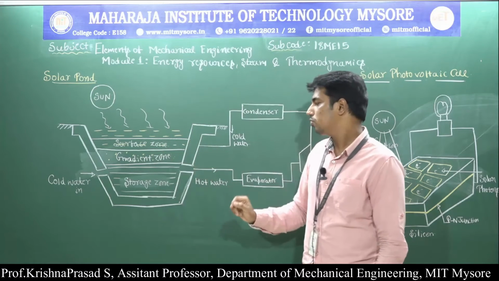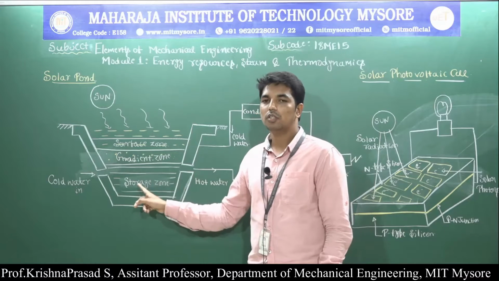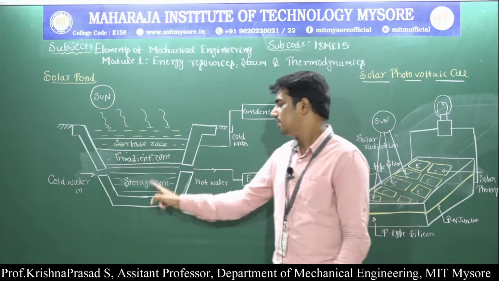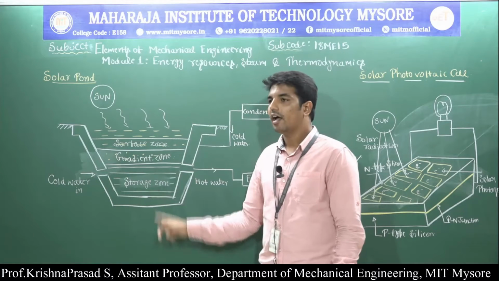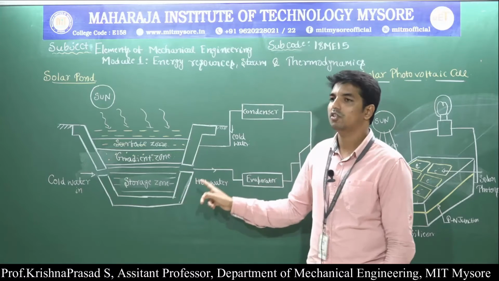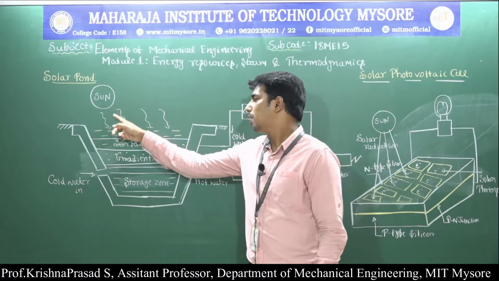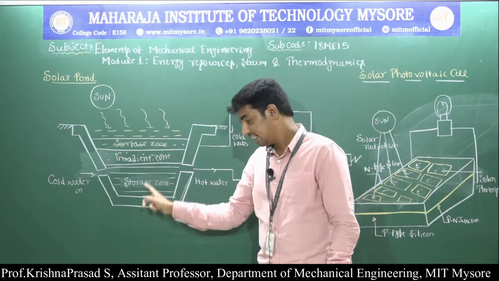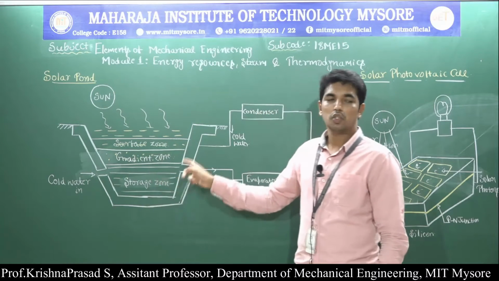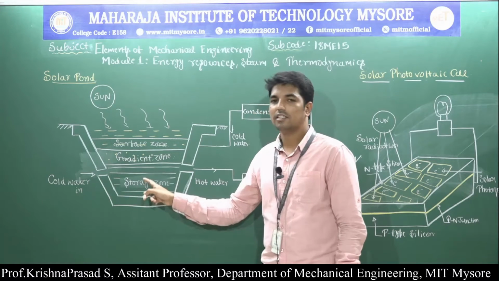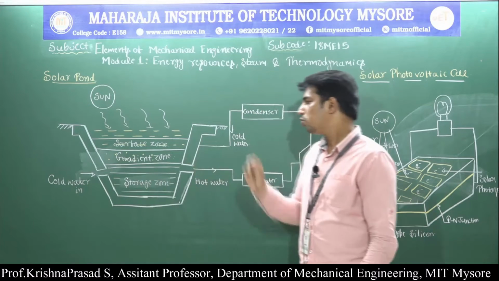Next, the second one is called the bottom zone. The bottom zone is also called the storage zone, and it has a very high salt content. The temperature of the storage zone is around 70 to 85 degrees centigrade. Whatever solar radiation passes through the surface zone and gradient zone reaches the storage zone, where it is captured and stored. Then it is utilized for various applications from the storage zone.